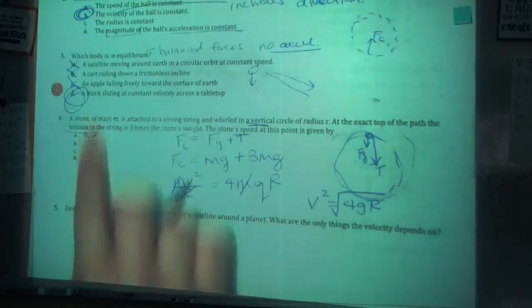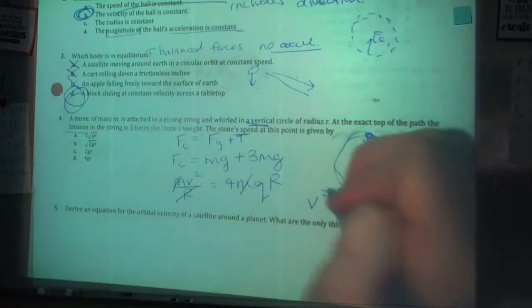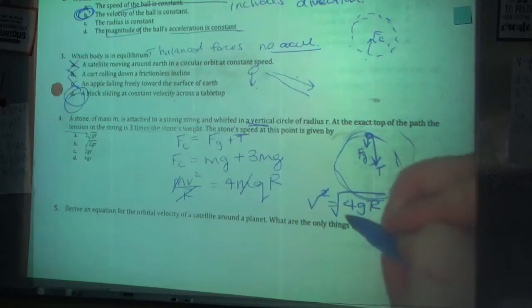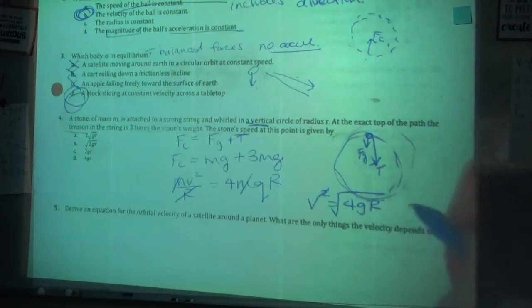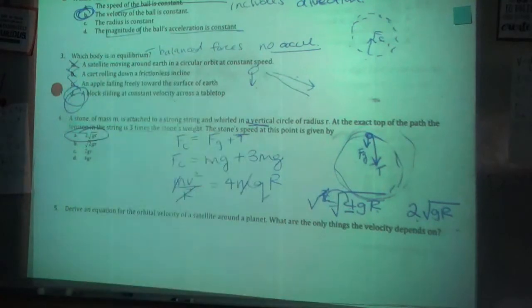Now, square root of 4gr is not an answer choice, but when we take the square root of 4, that just becomes 2. So the 4 can come outside of the square root. It's a 2. G and R are not perfect squares, so they have to stay inside. So A, 2 square root of gr.